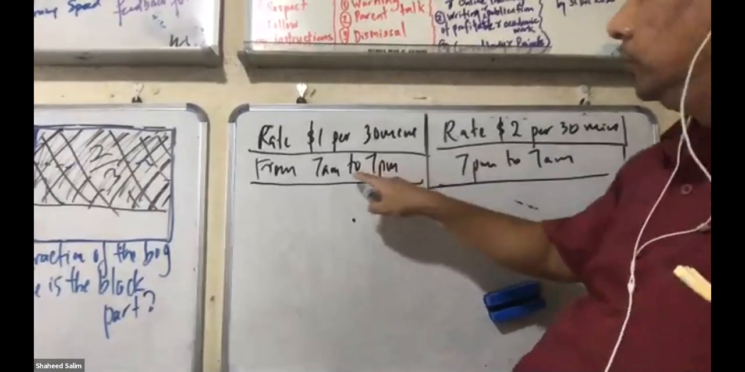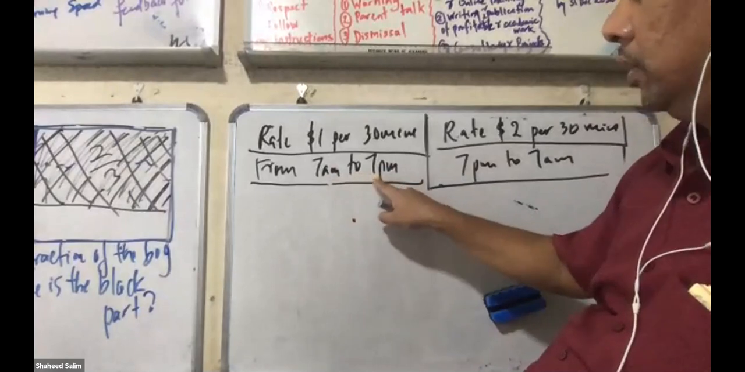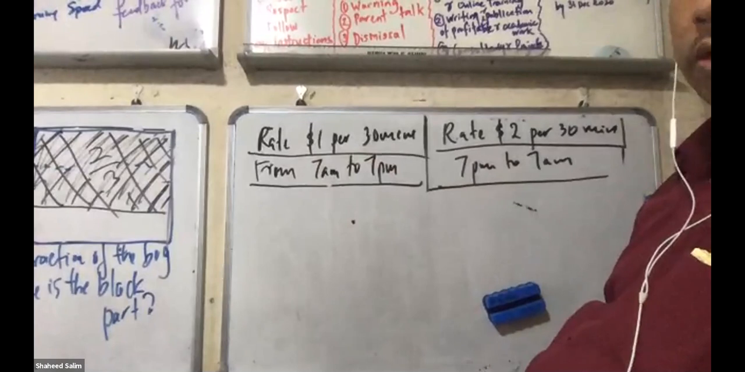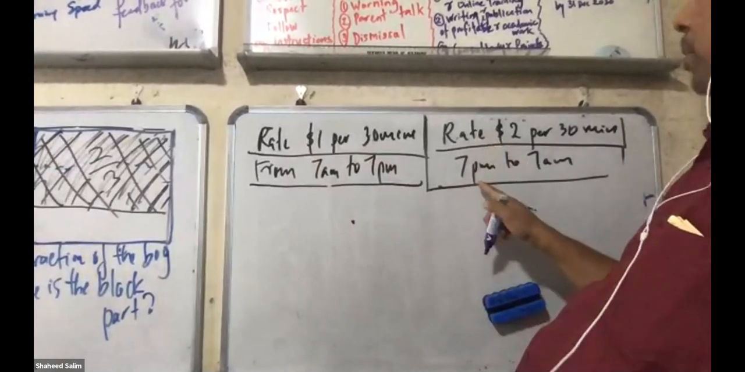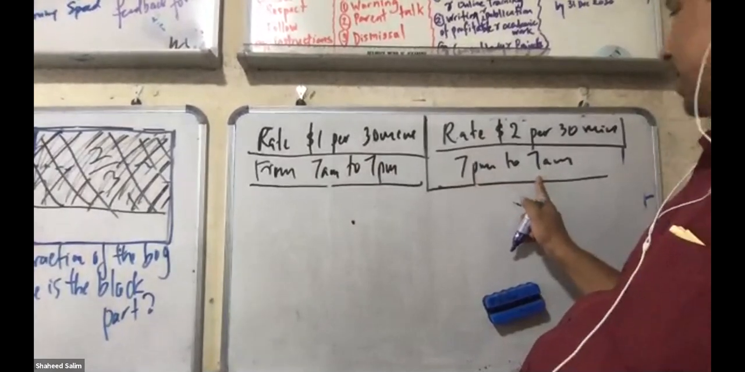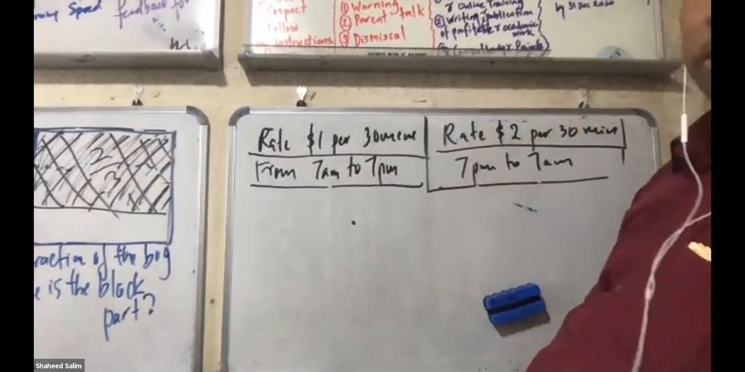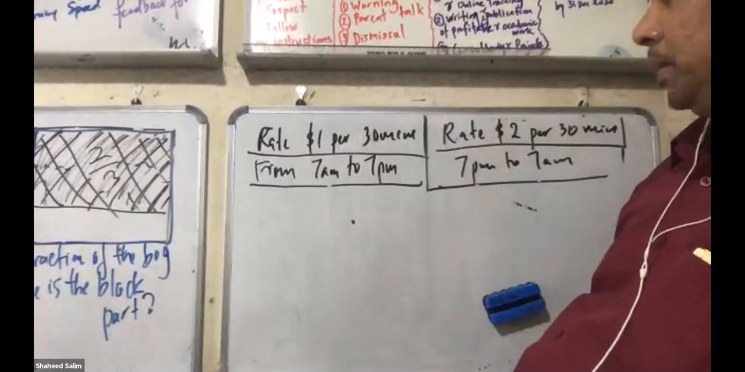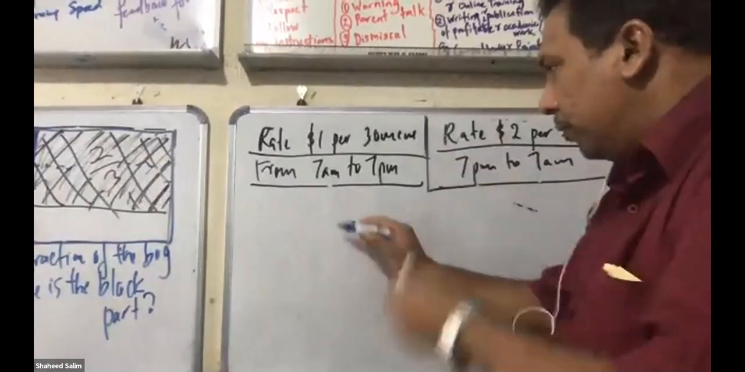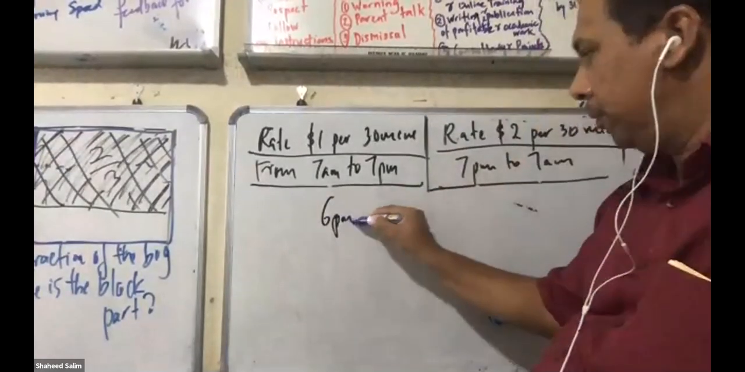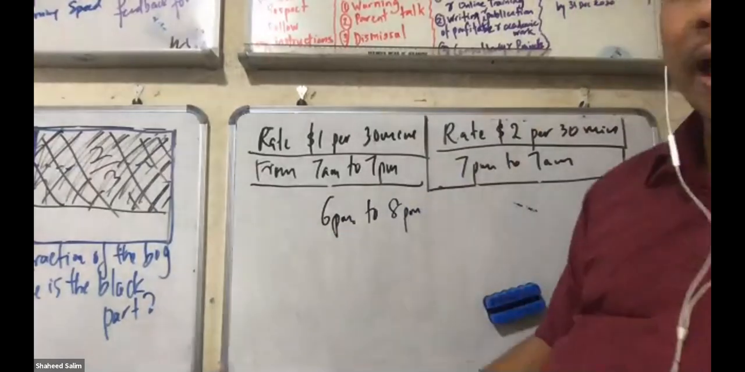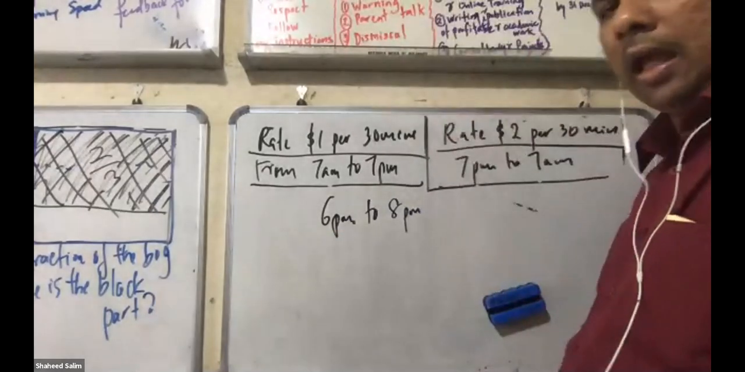Okay. From 7 a.m. to 7 p.m., the parking fee is $1 for every 30 minutes. From 7 p.m. at night, evening, to 7 a.m., midnight, and whatnot, right until 7 a.m., is $2 for 30 minutes. So I'm going to ask you very simple. I park my car from 6 p.m. to 8 p.m. How much do I pay?